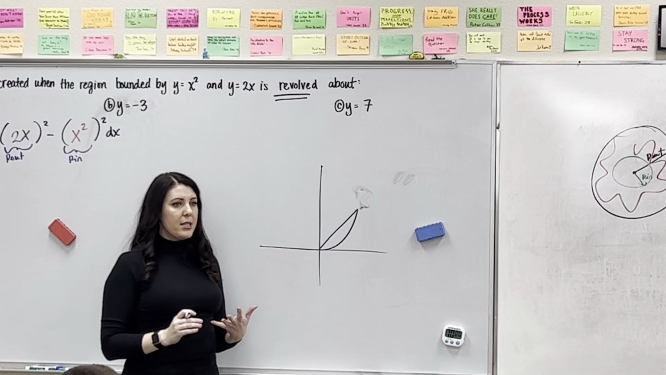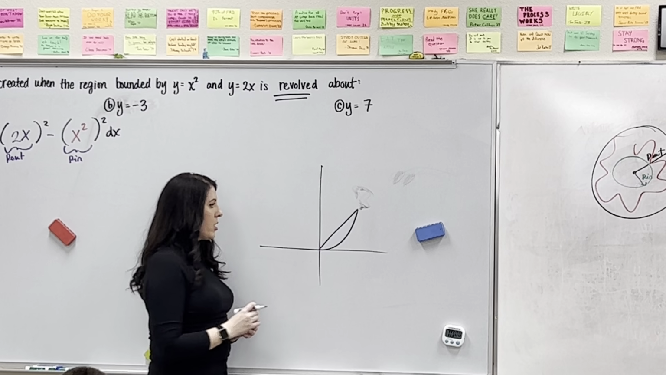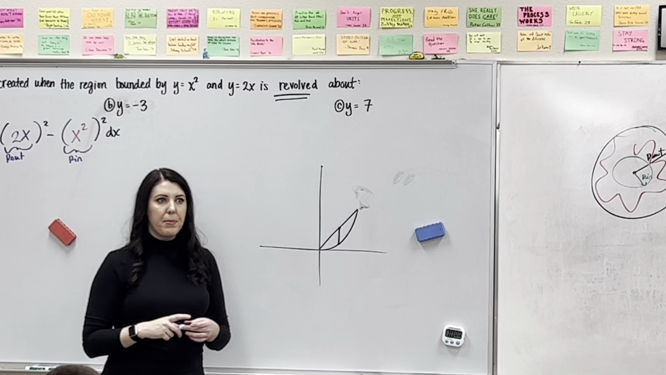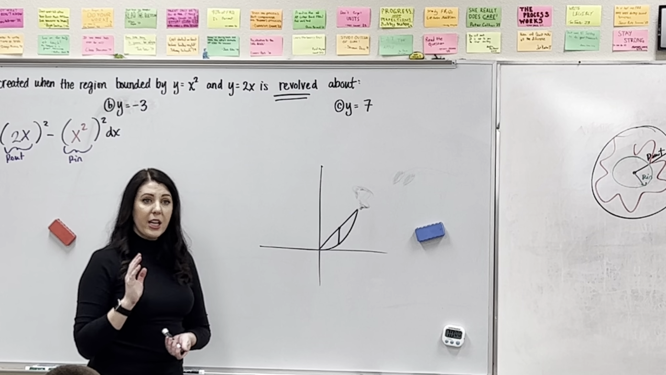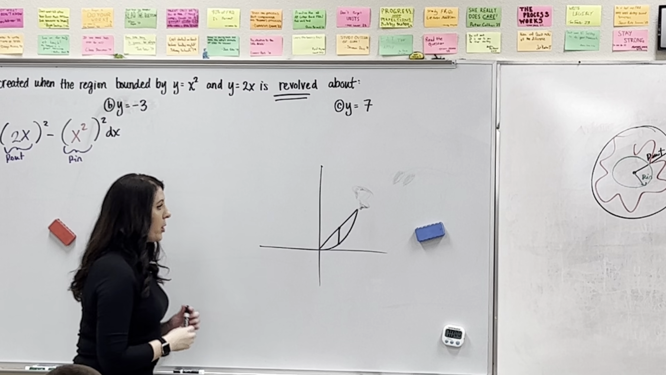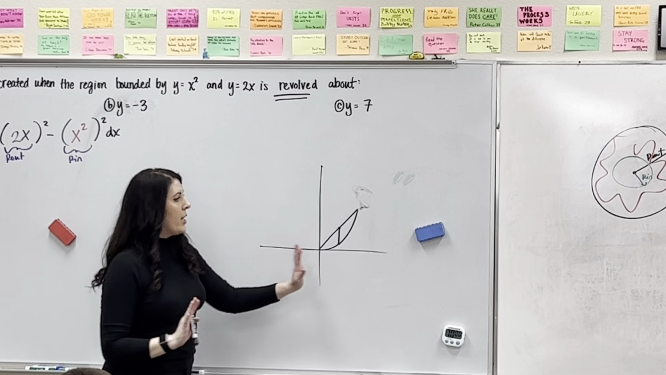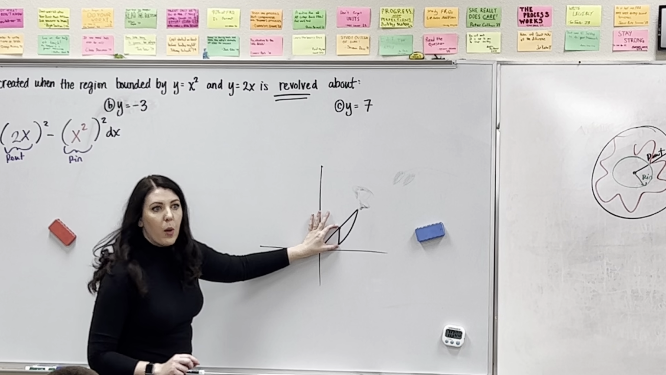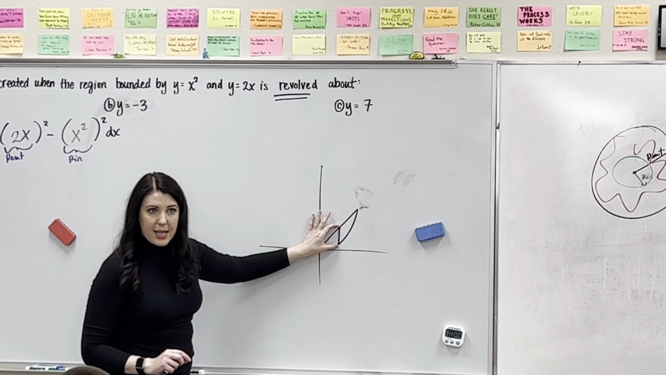Whenever I saw you on Monday, we talked about taking a slice. We were saying, take a slice out of this so we can imagine what's happening with just that one slice, because what an integral does is it adds up all those slices. So we're just going to imagine that one slice. We're going to forget about the rest of the graph. We're going to imagine if we rotated that one slice about the x-axis.